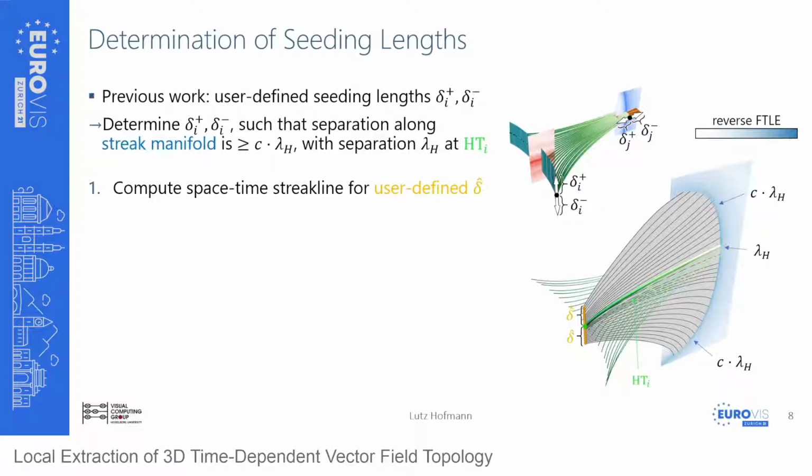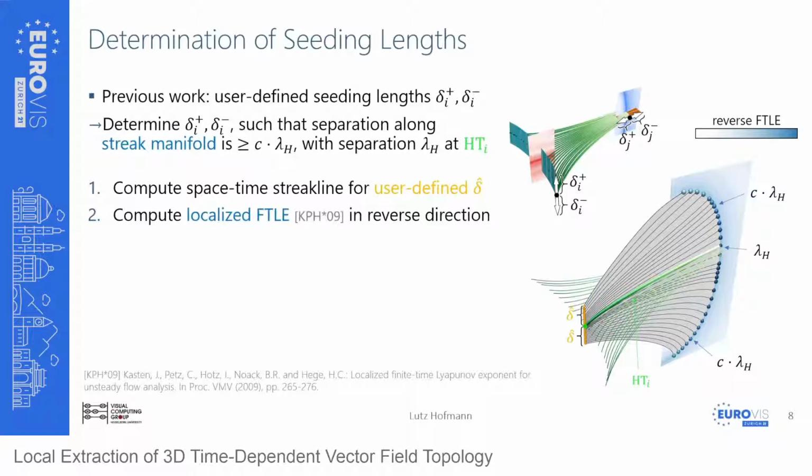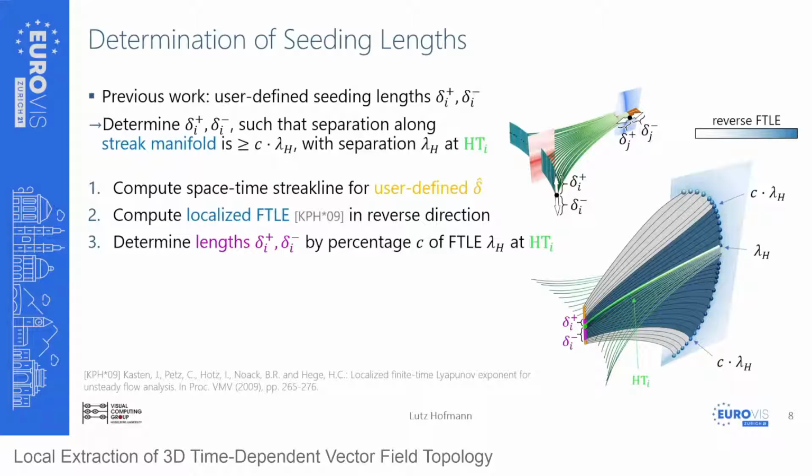First, we compute a streak line along a maximum user-defined length, and we compute it as a space-time stream surface. Having obtained this space-time streak surface, we compute the localized FTLE in reverse direction at the endpoints of the path lines contained in this surface. This gives us a regularly sampled mapping from the initial segment to the streak line and allows us to determine the optimal seeding length such that the separation along the obtained streak manifold is at least a percentage of the FTLE at the hyperbolic trajectory.